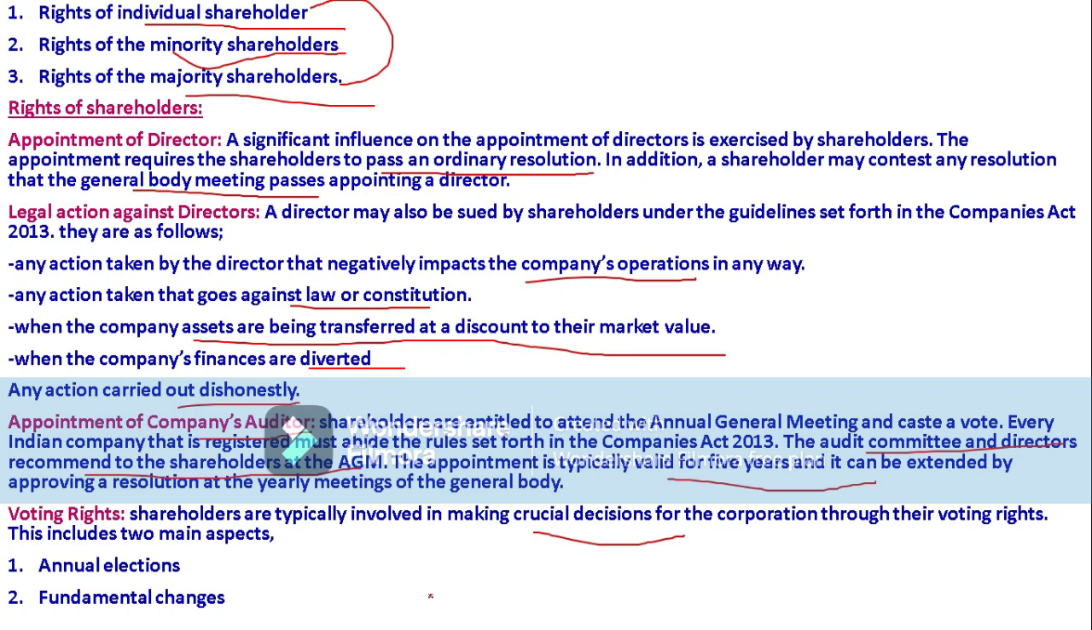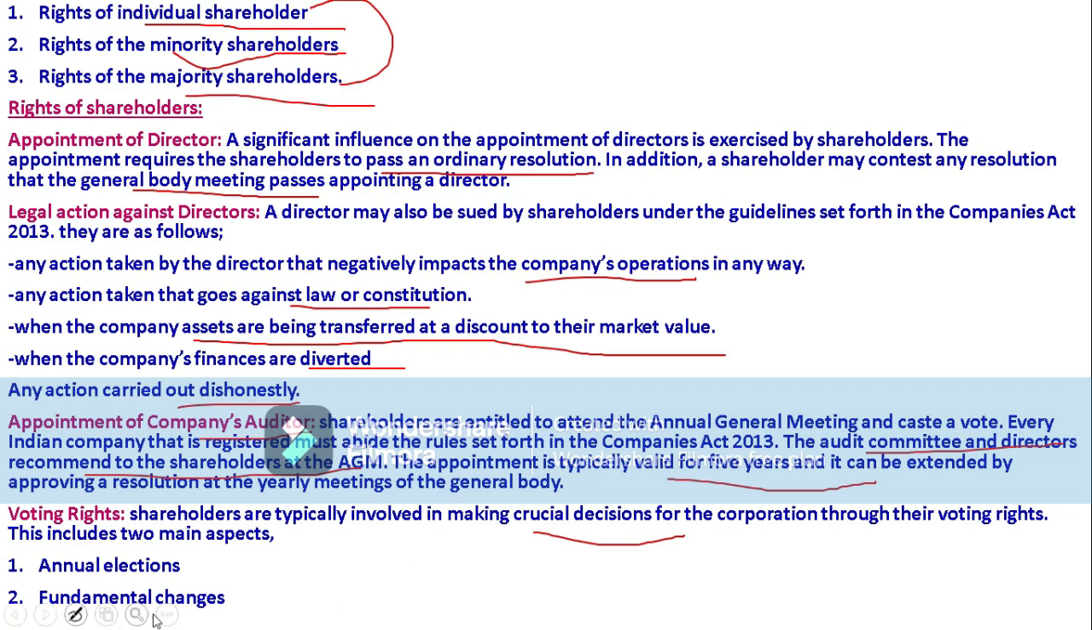So if we see voting rights, we will see two main aspects. One is annual elections and the other one is fundamental changes. Annual elections means shareholders typically vote annually to elect or remove members of the company's board of directors. So in annual elections, voting rights will be availed by the shareholders. Why? Because to elect or to remove the members of the company's board of directors.